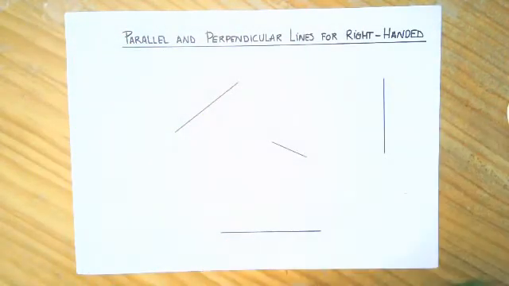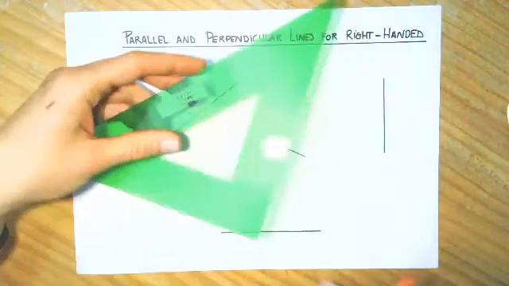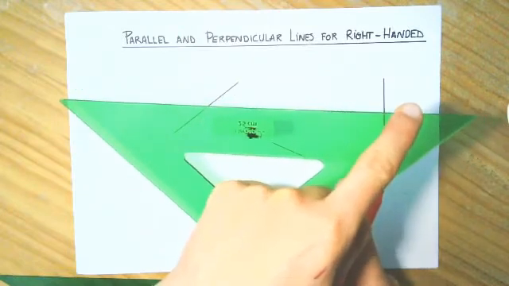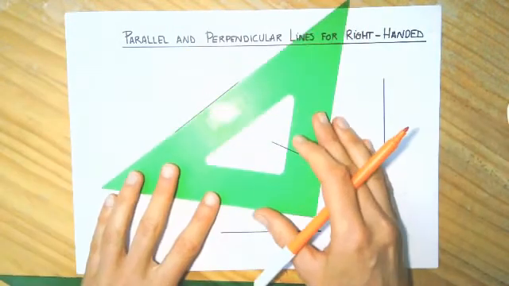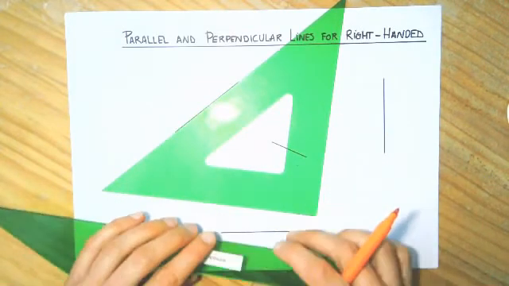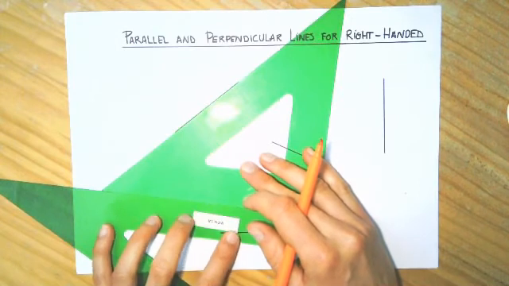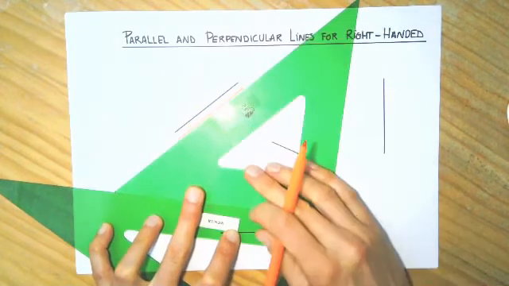So how to use the set of squares to construct parallel lines if you are a right-handed student? Find the longest side of the 45 degrees triangle, that is its hypotenuse, and match it with the line where you're going to construct the parallel lines. Put this triangle against the other one and sliding the tool, construct the parallel lines.